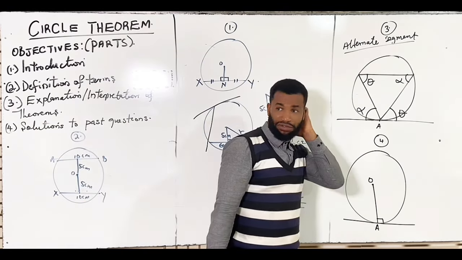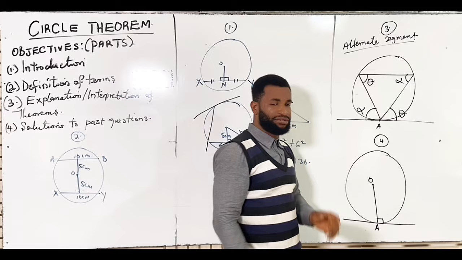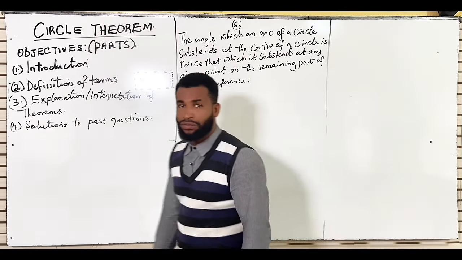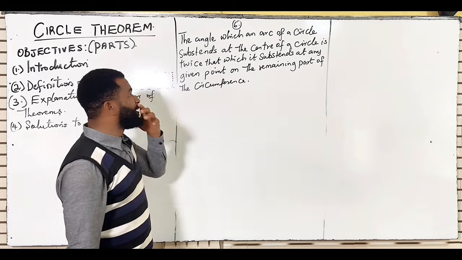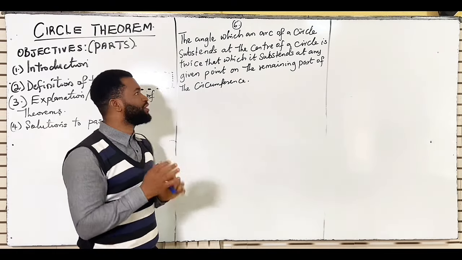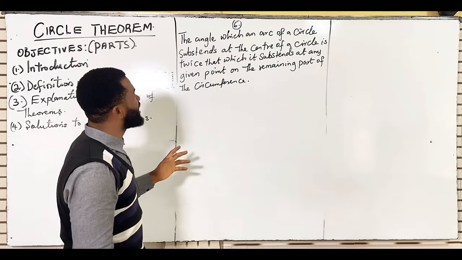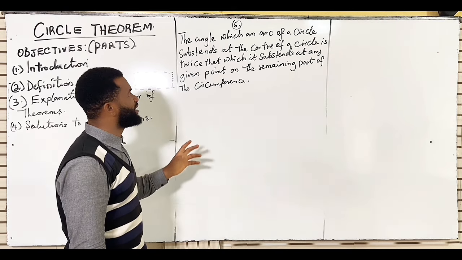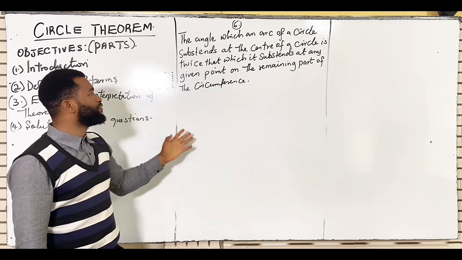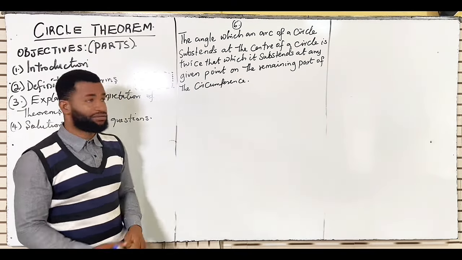Let me go to the other one, which is number 5, and bring that one up. All right, let's look at this number 6 law. I have to write it this way, though it's big. Remember, I'm going to interpret what it is. It says the angle which an arc of a circle subtends at the center of the circle is twice that which it subtends at any given point on the remaining part of the circumference.